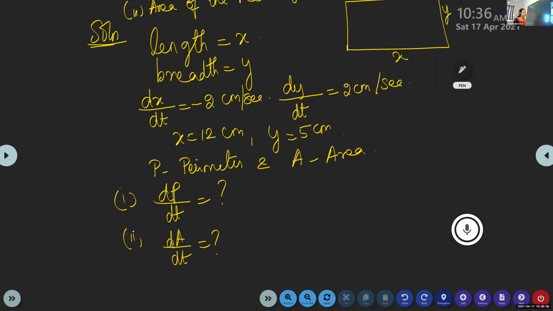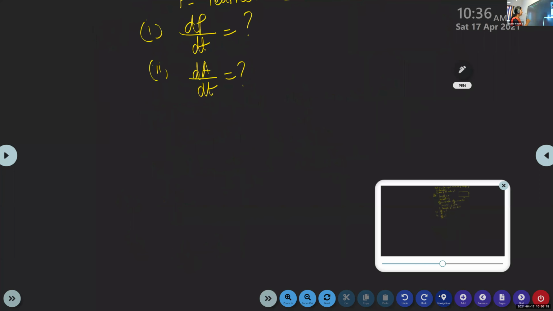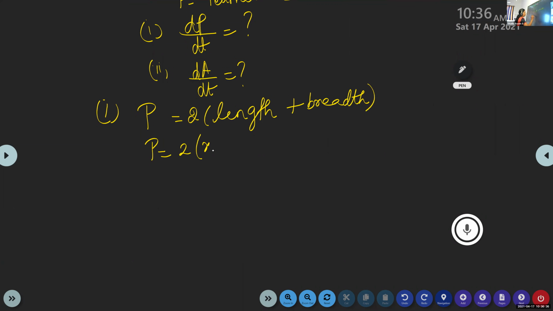dP by dt and dA by dt. So let's start from perimeter. What is the formula for perimeter? Perimeter of a rectangle is 2 into length plus breadth, isn't it? So here the length we are denoting as x, breadth as y. So we get P is equal to 2 into x plus y.